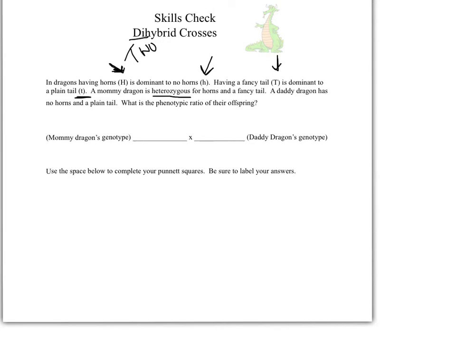So, to set this up, to do two traits, we have a mom. We've got to figure out what the mom and dad's genotypes are. And so for the mom, it says that she's heterozygous for horns. So that would mean that she's big H, little h. And she's heterozygous for a tail. So she's big T, little t.